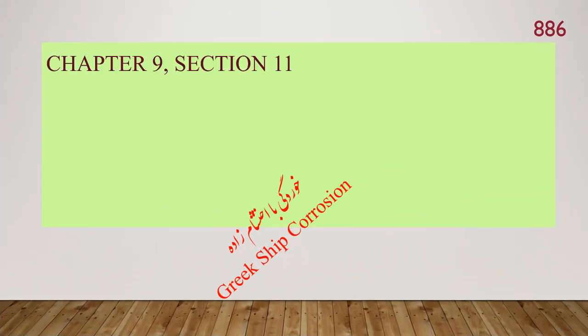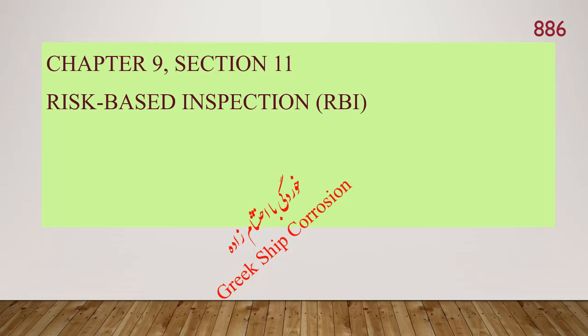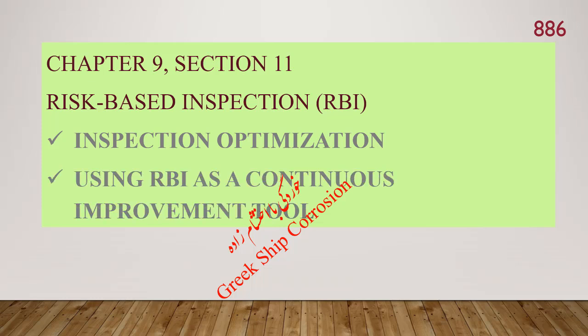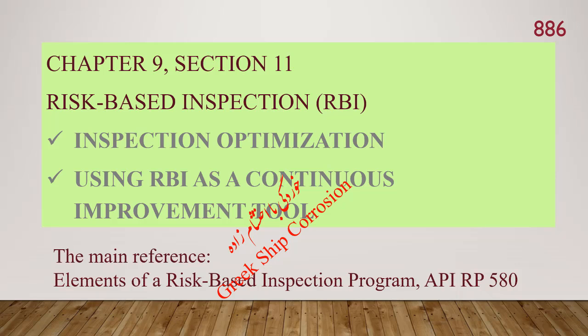Chapter 9, Section 11, Risk-Based Inspection. In this video, inspection optimization using RBI as a continuous improvement tool. The main reference elements of a risk-based inspection program, API RP 580.